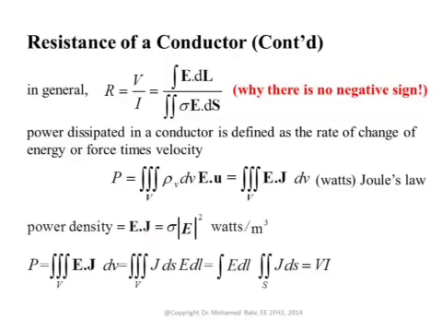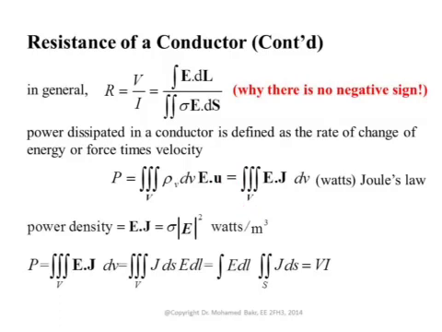We agreed as well that J is nothing but sigma E. So this will give you sigma E dot E, or sigma multiplied by modulus E squared. So now if I ask you to calculate the power dissipated in a conductor, this is what you have to do. Calculate the electric field at any point within this conductor, calculate the resultant current, which is equal to sigma E, do dot product between them, and integrate over the volume.